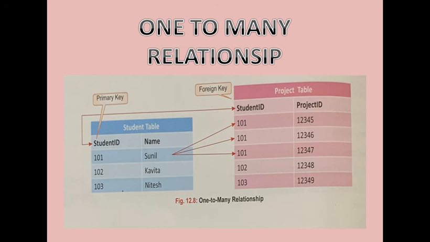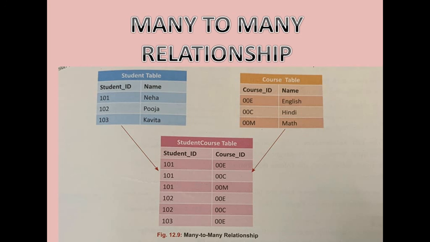Now next I am coming to the many-to-many relationship. In this type of relationship, multiple records of one table are associated with several records of another table. So here there is no question of a common field, no question of the primary key as well as the foreign key. For example, a student can be taught by many teachers, and a teacher can teach many students.